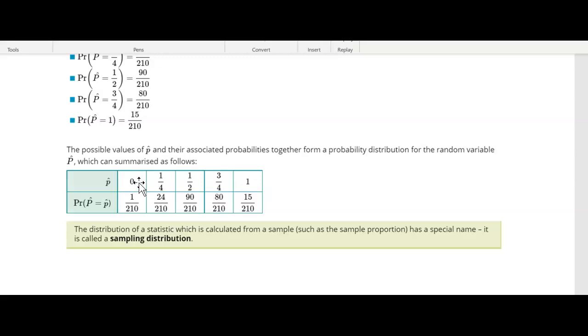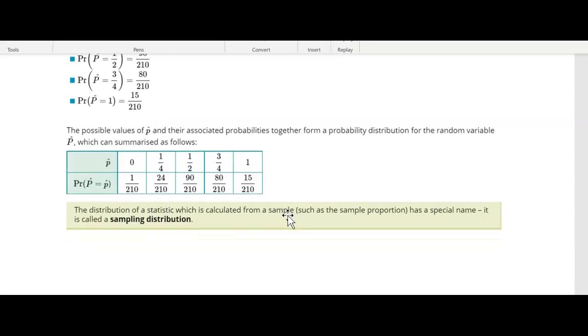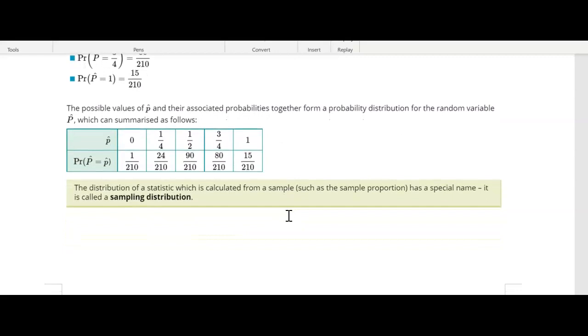Okay, so the probability of getting 0 out of 4 is 1 over 210, 1 out of 4, 24 over 210. They haven't simplified it, but you can see they're all over 210, which makes it a bit easier to compare. The distribution of a statistic which is calculated from a sample, such as the sample proportion, has a special name. It is called a sampling distribution.